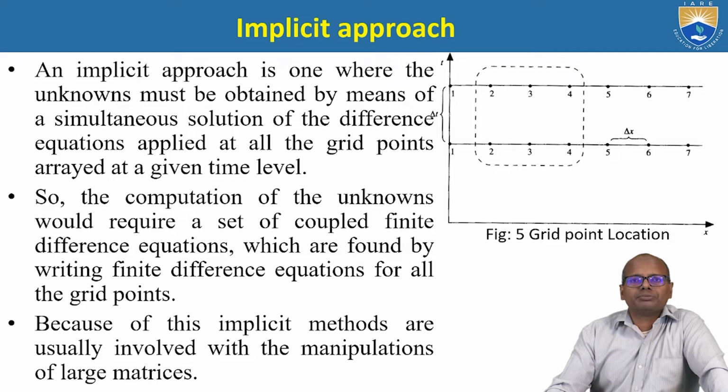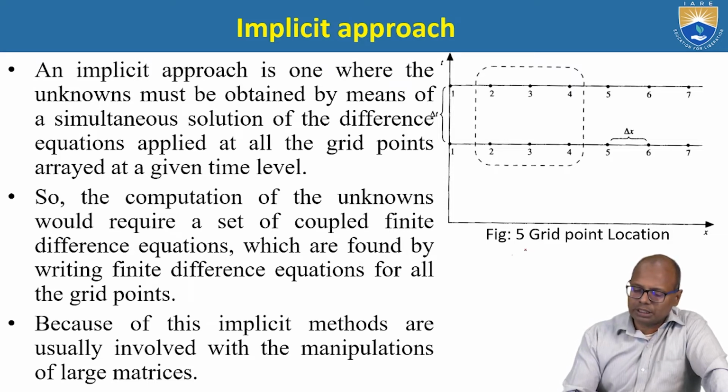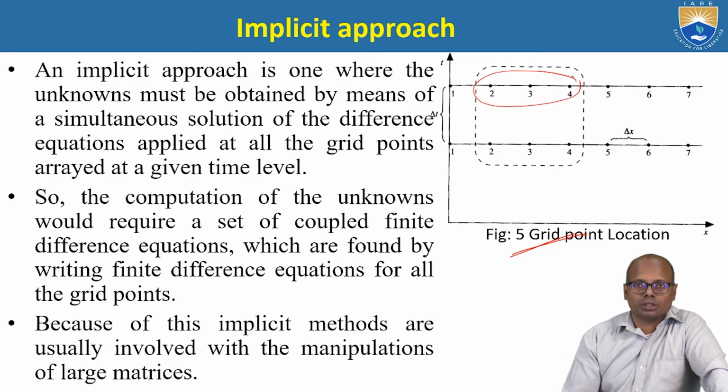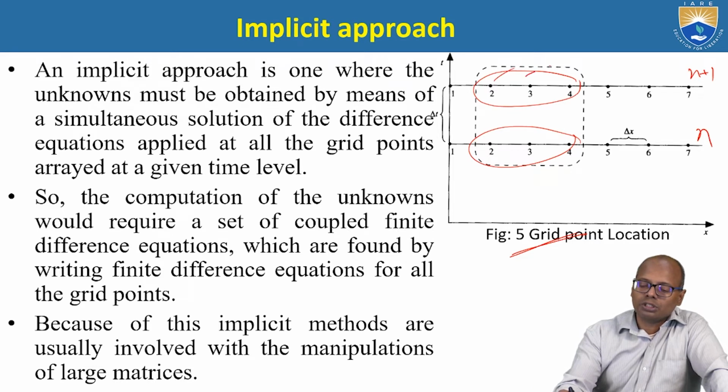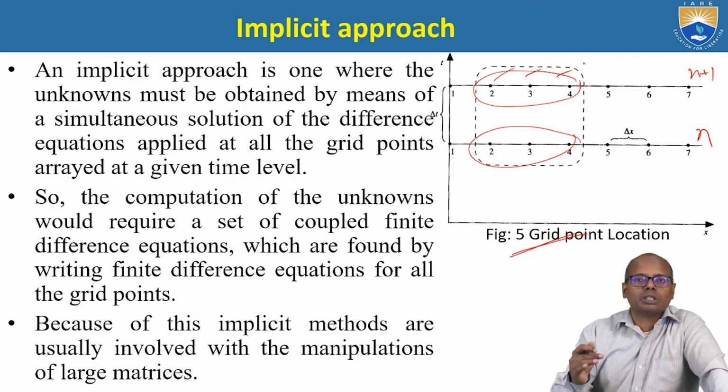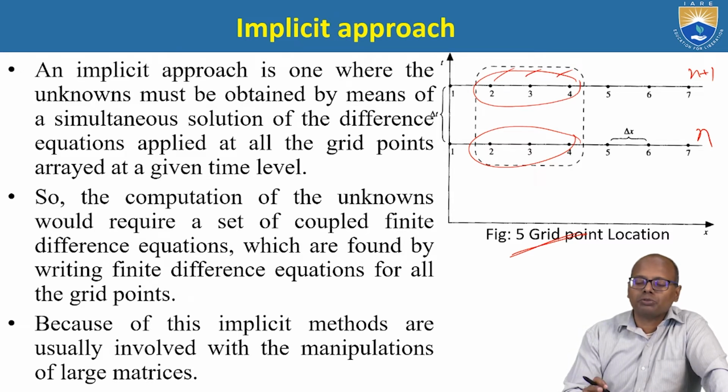As I already said, the implicit approach, suppose this is the grid point location that we have. In the implicit method, we use more unknowns in the finite difference equation. We have more unknowns at the n plus 1th location, and some known values at the nth location. So here the unknowns are more than 1. When unknowns are more than 1, we have to formulate the finite difference equation for all the nodes, and we have to get some matrices out of that, and solve.